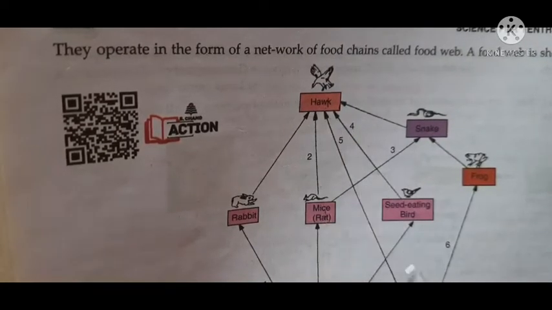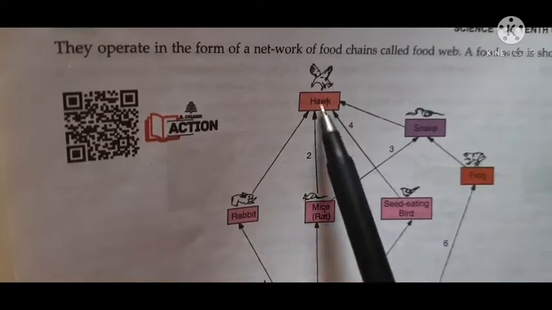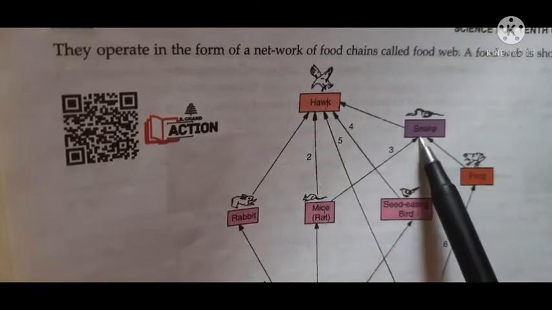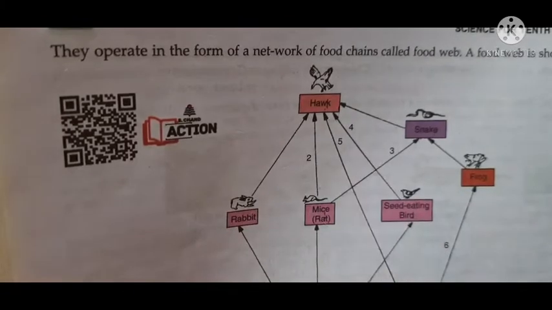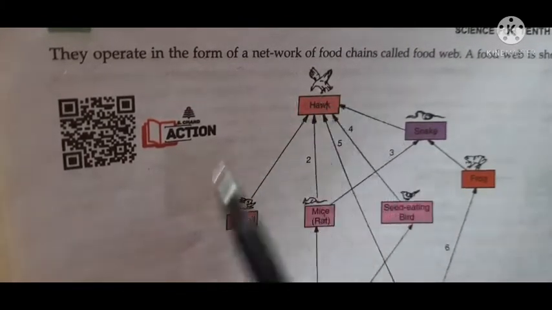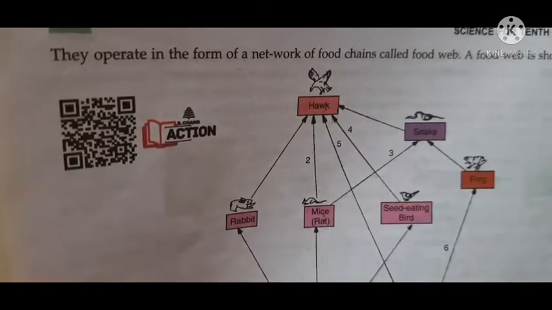So you can see there are so many interrelated food chains. This is one food chain. This is another, second food chain. And this is the third food chain. Now this is the fourth food chain. This is the fifth food chain. This is the sixth food chain. So you can see this is a food web, where there are interrelated food chains.